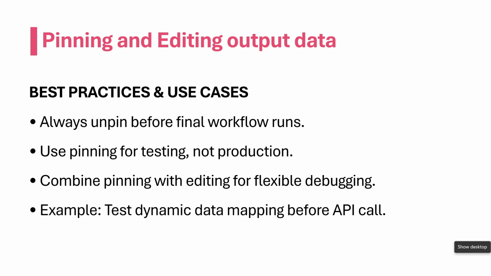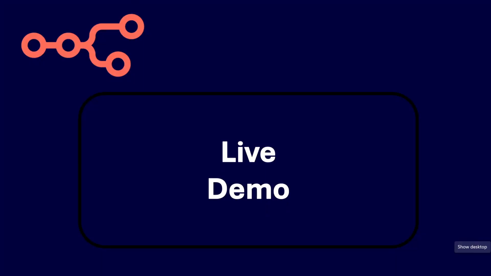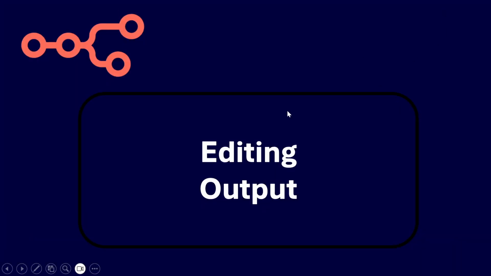Then use pinning and editing together when debugging data transformation or dynamic fields. For instance, before sending live data to an API, pin and edit test data to make sure your mapping works perfectly. This combo makes your workflow development more predictable and reliable. So these were the best practices and some of the cases for using editing output data. Now we will see a live demo for it. For that, we will move to the screen.